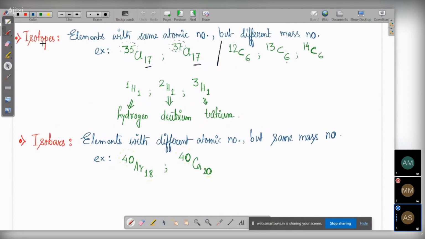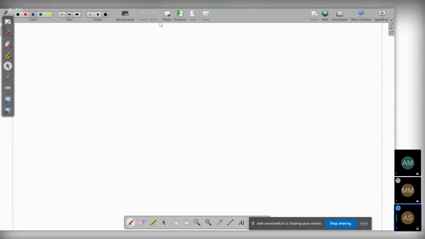Then we came to know about isotopes, which are elements with the same atomic number but different mass number. And isobars are elements with a different atomic number but the same mass number, as was evident from this example: argon-40 with atomic number 18 and calcium-40 with atomic number 20. So now today we will continue with this set, that is, we will do isotars. What are isotars?